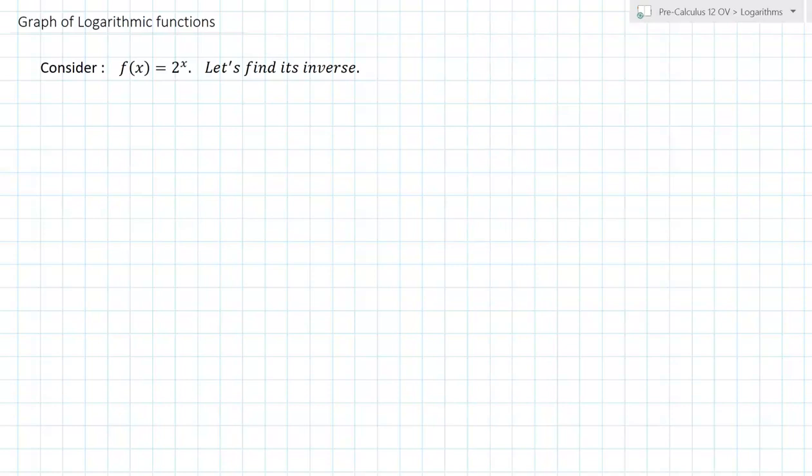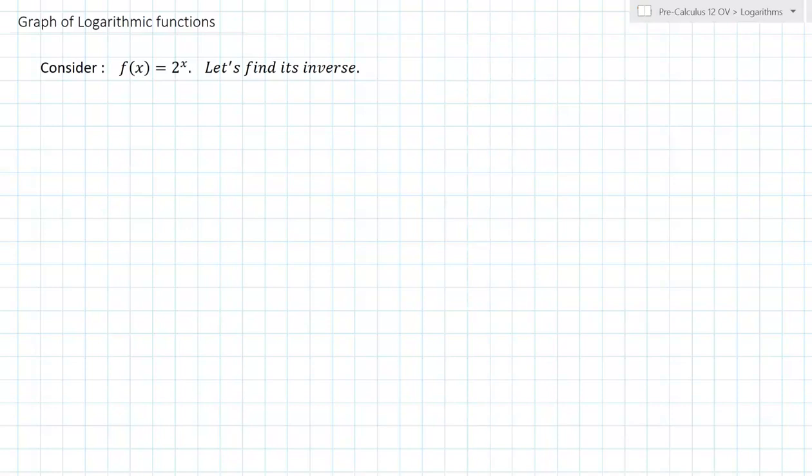Hello everyone. So in this section we're going to explore the graph of logarithmic functions and analyze their graph and go from there. We're going to basically talk about all the important characteristics of logarithmic functions. To start, let's consider the function f of x equals 2 to the x.